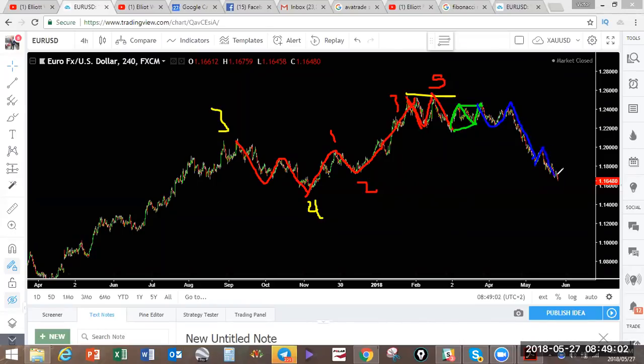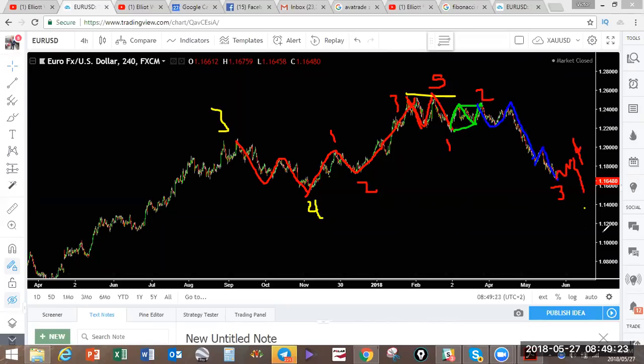So now we are at the end of wave 5 of the blue degree. So how will this look? It will look something like this. This is 1, this is 2 now. We are busy building this wave 3 in red here. So we are expecting to get a 4 bounce and a 5, and that will complete the wave A.